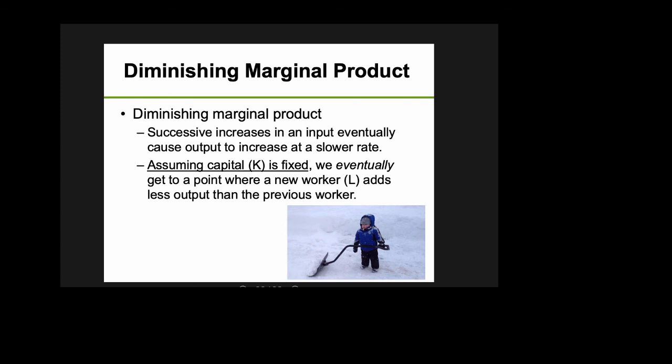Diminishing marginal product occurs when you increase the amount of one input but leave the other one the same. And so eventually that's going to cause output to increase, but it's going to increase at a slower and slower rate. So again, assuming capital is fixed, we eventually get to the point where a new worker adds less output than the previous worker. So think about this.